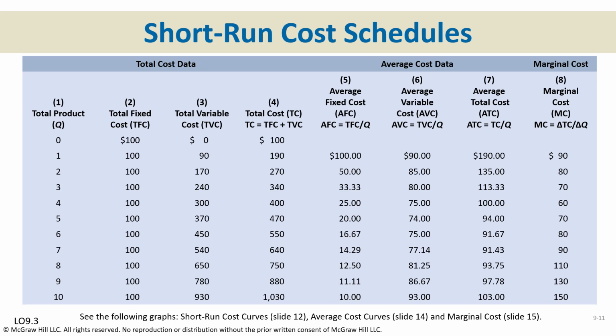This table shows total costs on the left and per unit cost on the right for an individual firm in the short run. We know this is the short run because there are fixed costs.